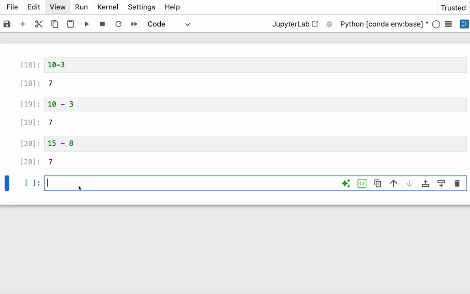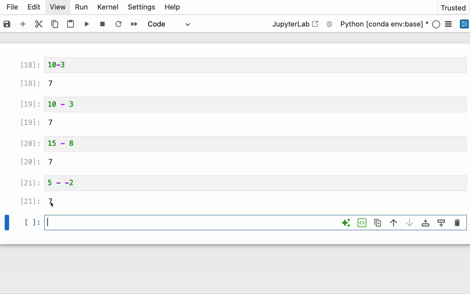Now let's see how to subtract negative numbers. So we have 5, and we want to do 5 minus. This is the normal subtraction sign, and then the negative number, like this. So 5 minus minus 2. Now if I run this, I should still get 7. So 5 minus minus 2, and we got 7.